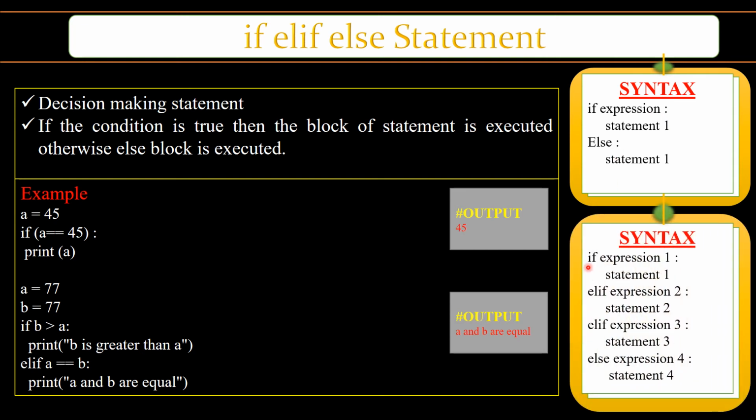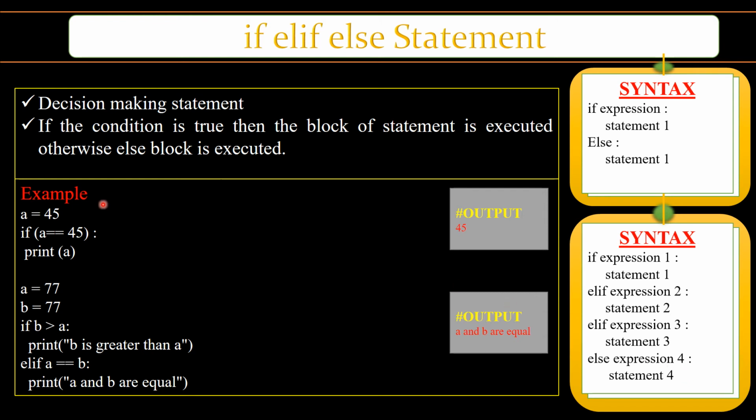Another syntax is: if condition 1 is true, statement 1 will be executed. Then again it is going to check another condition. If this is true, this statement will get executed. If suppose this part is also true, this statement is executed. If suppose the elif expression is false, the statement is not going to execute and it comes out to the next statement. If this is also false and this statement is also not executed, the else part will get executed and this statement will get executed. So this is the syntax for the if else statement.